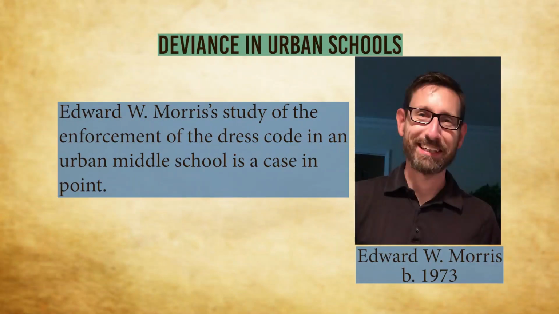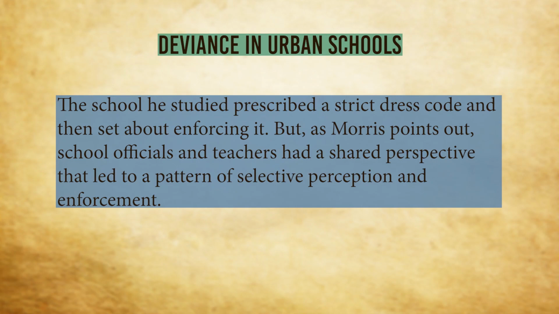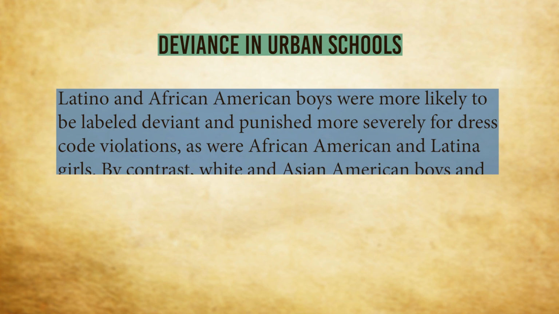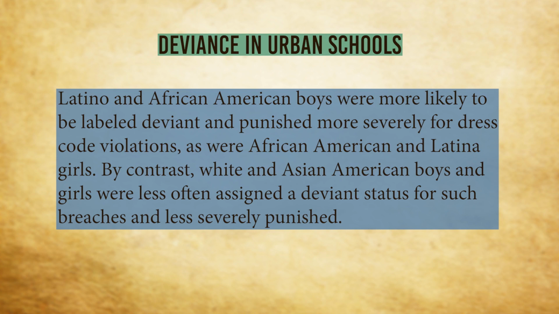Edward W. Morris's study of the enforcement of the dress code in an urban middle school is a case in point. The school he described prescribed a strict dress code and then set about enforcing it. But as Morris points out, school officials and teachers had a shared perspective that led to a pattern of selective perception and enforcement. Latino and African American boys were more likely to be labeled deviant and punished more severely for dress code violations, as were African American and Latina girls. By contrast, white and Asian American boys and girls were less often assigned a deviant status.